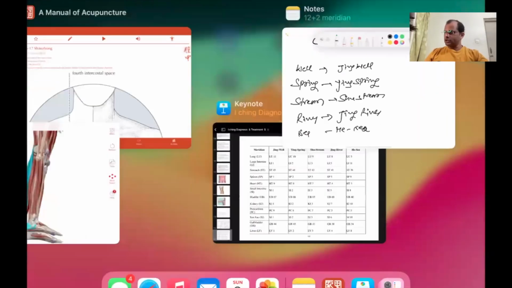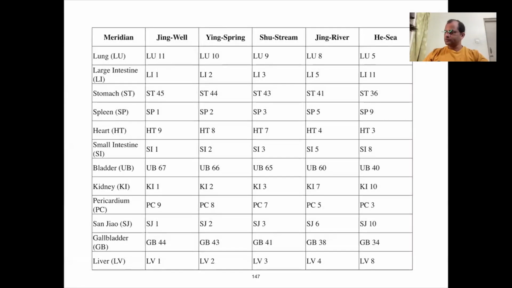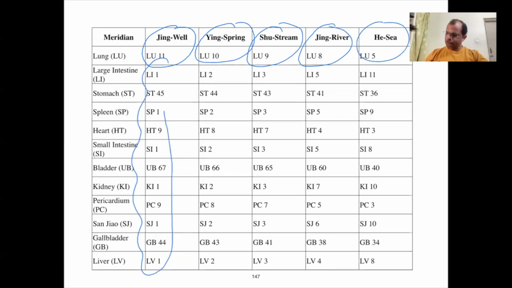Right? So the same names are written here. If you see here, Lung 11, the Jing well point, then Ying spring, Shu stream, Jing river and He sea. So all the points on the fingertips are Jing well points. In this way, we have to understand the characteristics of all the points. Regarding the last points, they have a tremendous amount of energy, as we already understood.